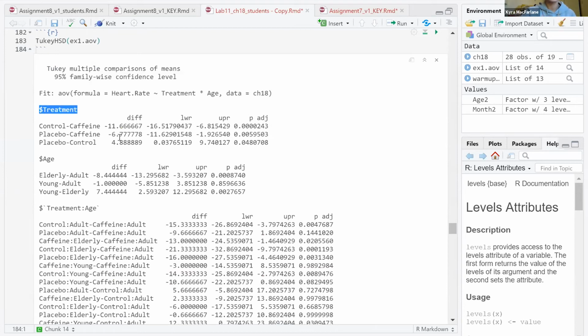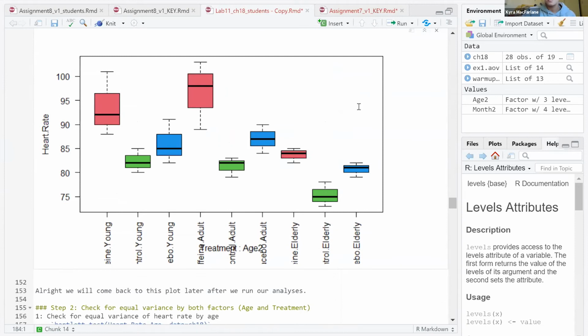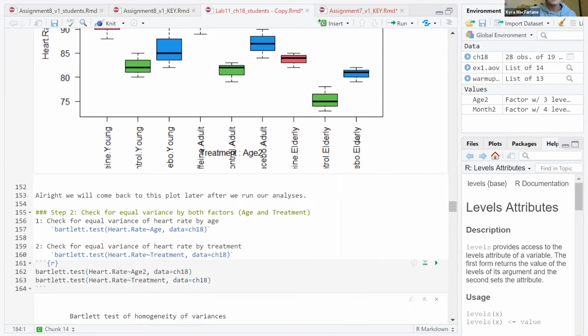So dollar sign treatment, that means by treatment, we see control and caffeine are significantly different from each other. Placebo and caffeine are significantly different, and placebo and control are significantly different, which we had already kind of guessed, right? Caffeine, red, is always higher than the placebo. That's the second highest heart rate. And then the lowest is the control. Control always has the lowest heart rate. So they are all significantly different from each other.